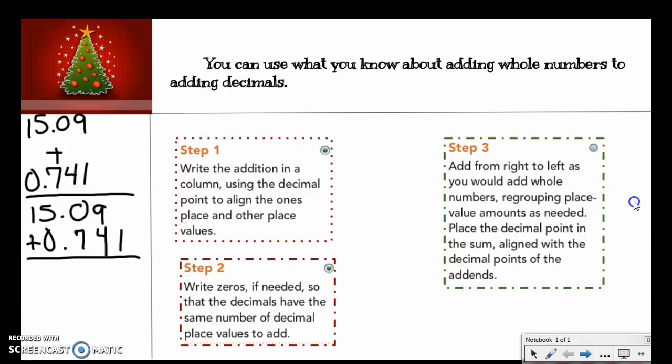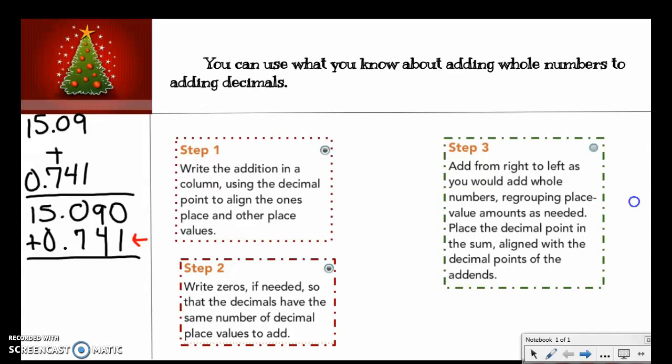Step 2. Write zeros if needed so that the decimals have the same number of decimal place values to add. So if you have an extra number like we have here, you want to put a decimal in the place behind the 9. Okay, and the decimal will be 0. If you put a 0 there, it's kind of like a placeholder. It reminds you, okay, there is a number there, we just don't know what it is. So put a 0 there for now, because what we have is just 1509.